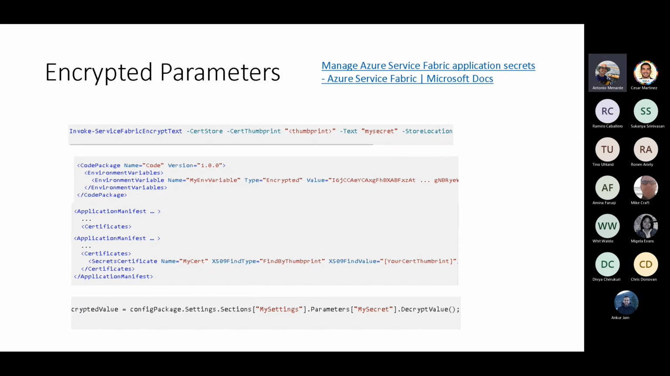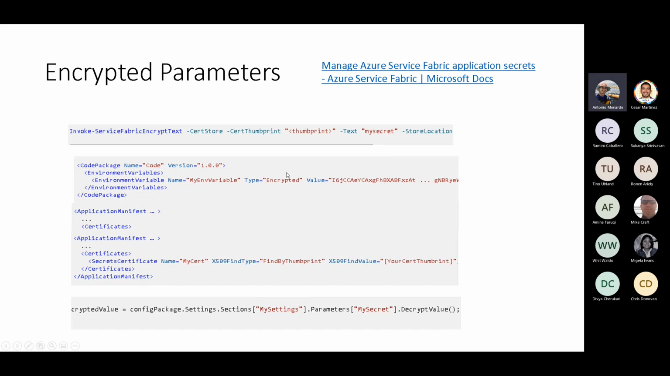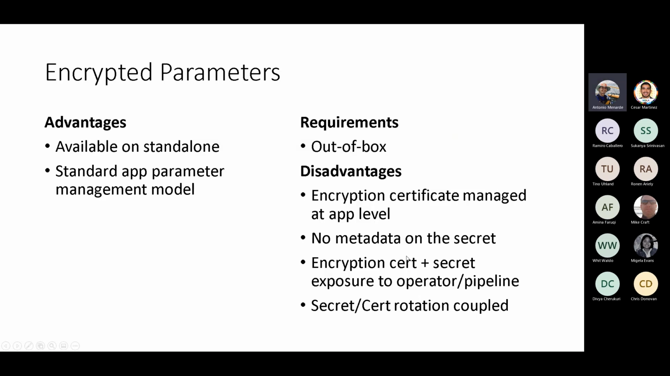We have the commands Invoke-ServiceFabricEncryptText and DecryptText. You can see this is a cutout from an application manifest where that encrypted text is here. It's labeled to be encrypted, and then here in your service, you're calling the decrypt API to use the encryption certificate to decrypt the secret and use it. One advantage is this is just the app parameter model that you are used to. It's available everywhere out of the box, but you need to take that cert and deploy it to your VMs.